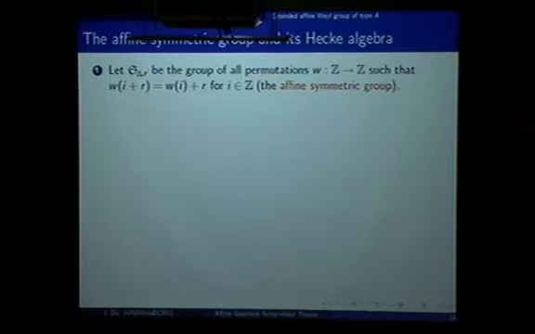So the affine symmetric groups and its Hecke algebra. I first quickly get to the Hecke algebra. I take the group of all permutations from integers to integers, satisfying certain periodic relations. This is called the affine symmetric group, sometimes called the extended affine Weyl group of type A, whatever.